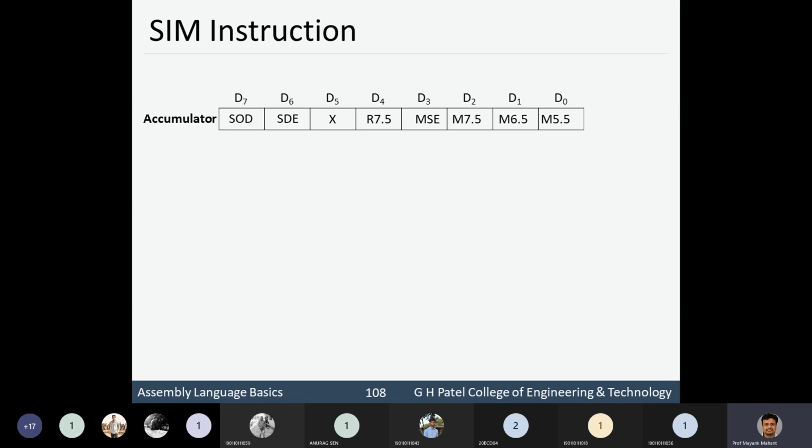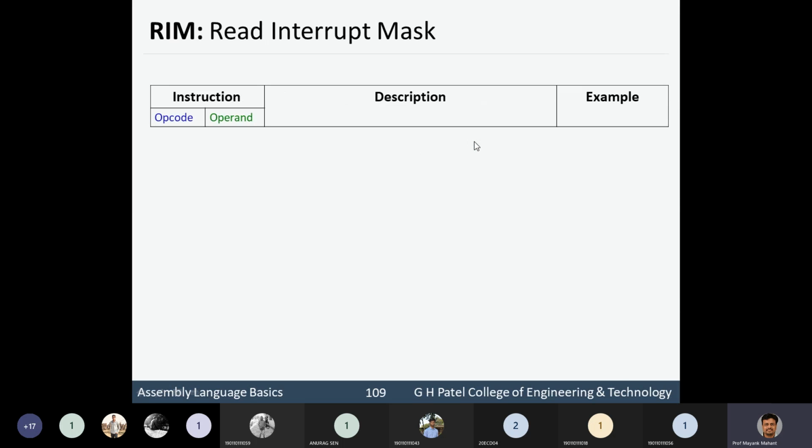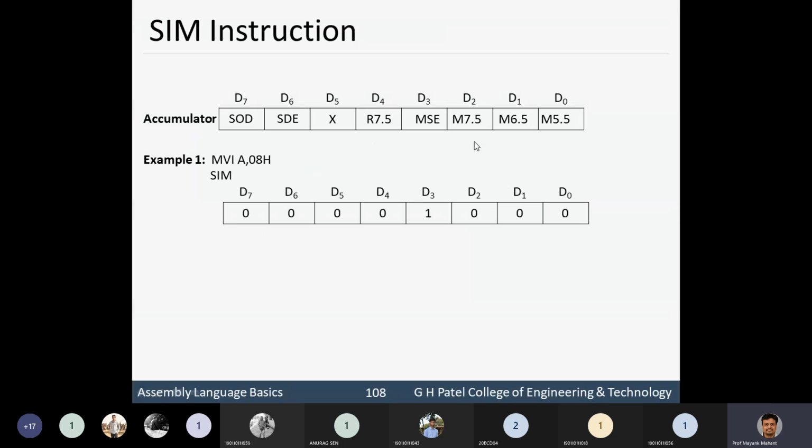What you can do is load your accumulator with the data you want. Suppose 08, which means 0000 1000, so that means you are enabling the masks. I think all of you got it. Yes.